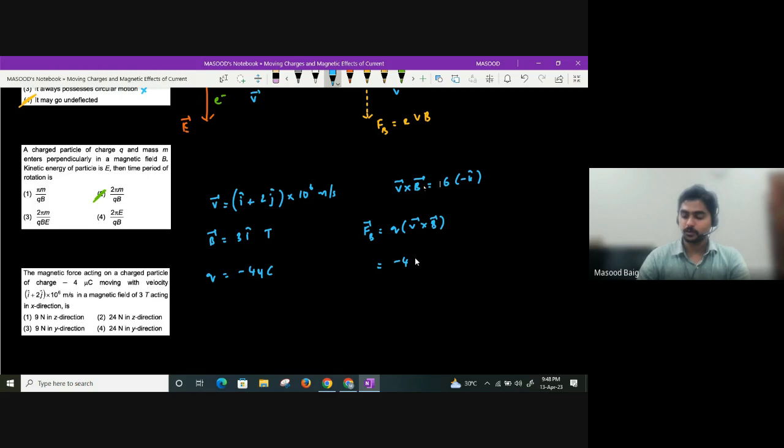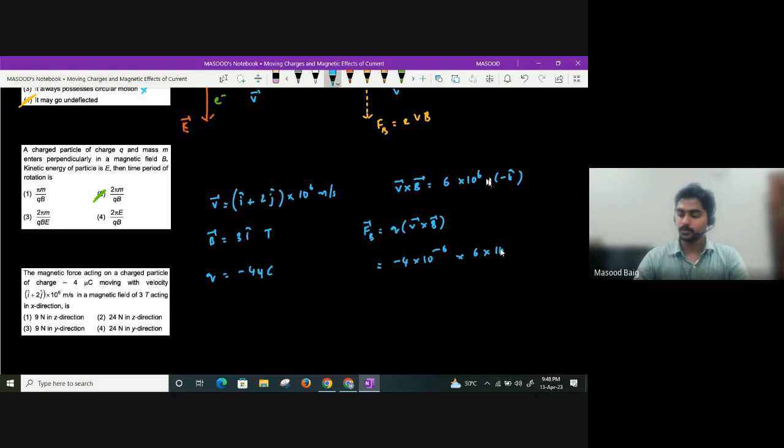Minus 4 microcoulomb is given, into 10 power minus 6. Here also velocity was given with 10 power 6, guys. So I can write it as 6 into 10 power 6. You can consider. In which direction did we get? j cross i we got, no? j cross i is minus k cap. This much is V cross B. Now what will this be? Charge is 4 microcoulomb they have given, so minus 4 into 10 power minus 6. What is V cross B we got?